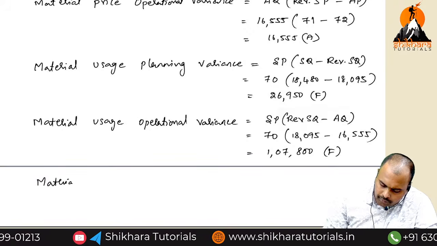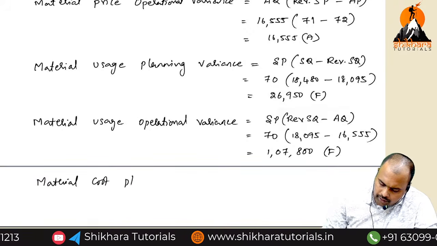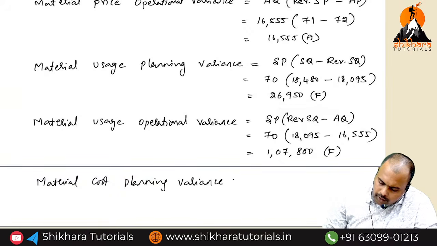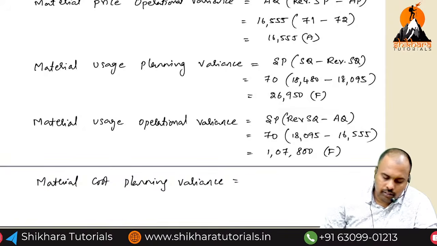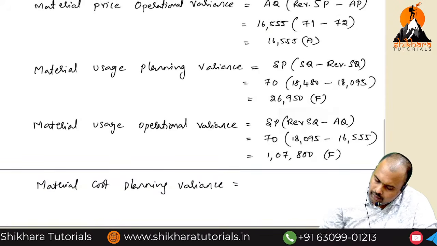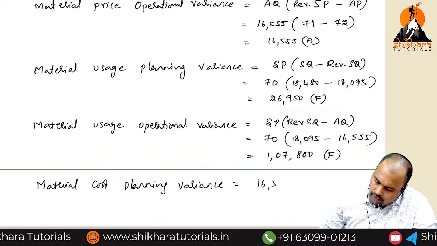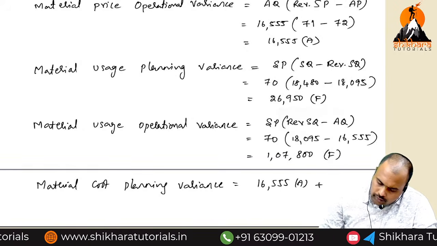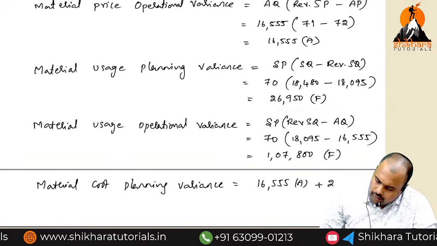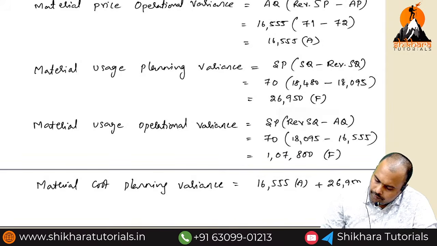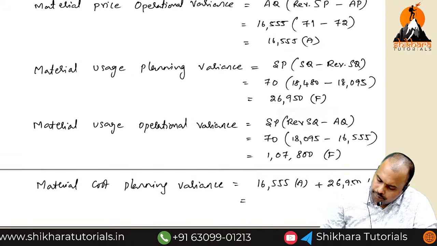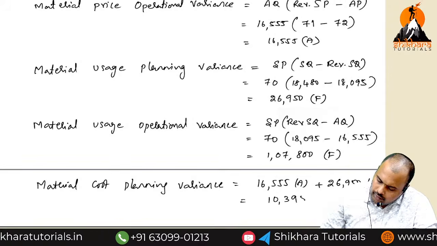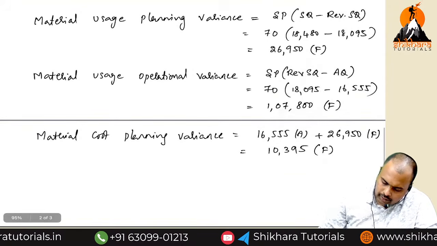Now finally, material cost planning variance. There are two planning variances, for price and usage, just add them. That is 16,555 adverse plus 26,950 favorable. So net is 10,395 favorable.